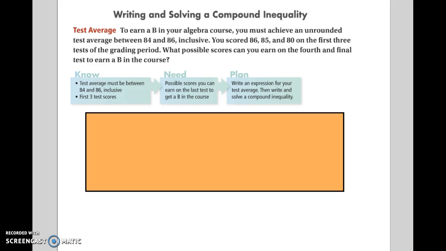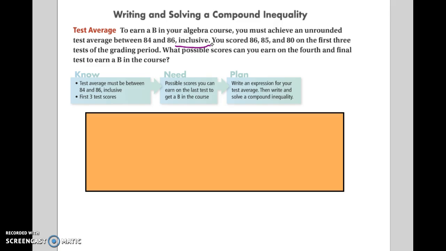This word problem says, to earn a B in your algebra course, you must achieve an unrounded test average between 84 and 86 inclusive. Now there's that word that I told you needed to know, inclusive, which means that you are talking about greater than or equal to, less than or equal to. And the other word was exclusive, which is less than or greater than. So you scored 86, 85, and 80 on the first 3 tests of the grading period. What possible scores can you earn on the 4th and final test to earn a B in the course? 4th and final, just so you know, means one test. It's the final test. It's also the 4th test.